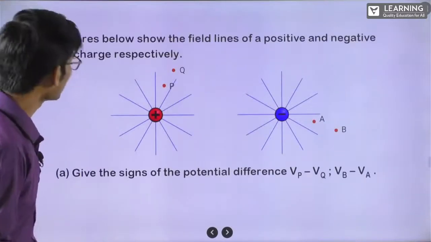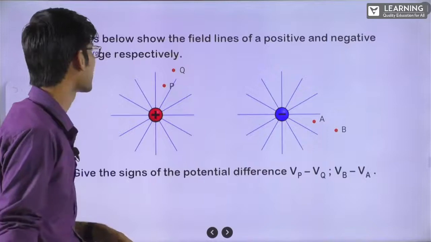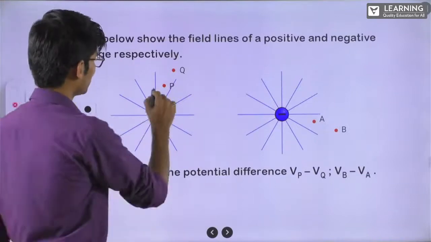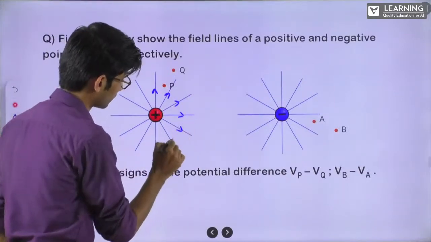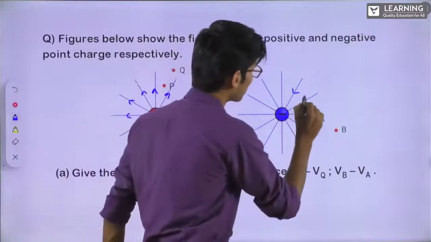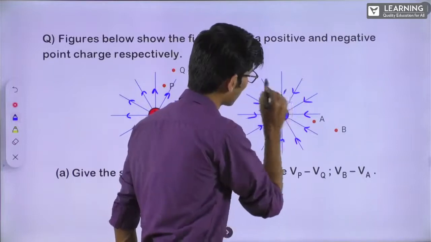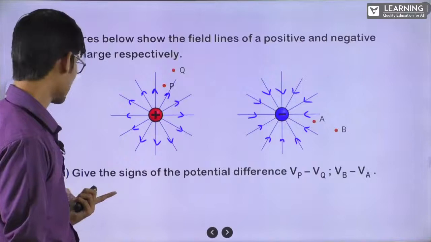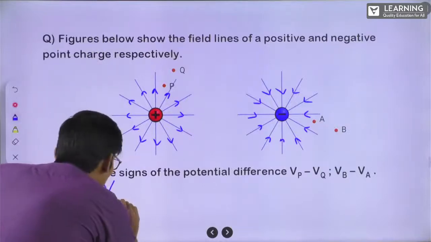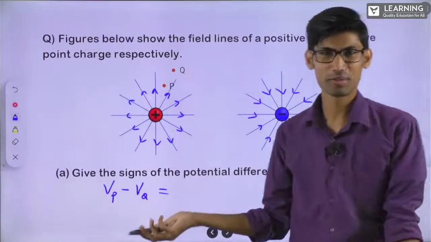Next. The figure below shows the field lines of a positive and negative point charge respectively. This is a positive charge, this is a negative charge. Field lines, how will it be? This will be outwards. This is a negative charge, this will be inwards. Correct? So now, first question is, give the signs of the potential difference Vp minus Vq and Vb minus Va. Give the signs means whether it will be positive or negative.